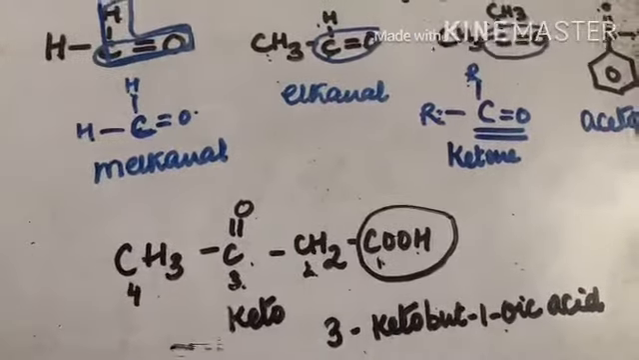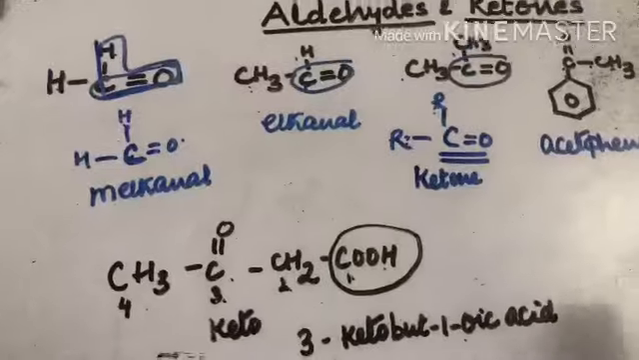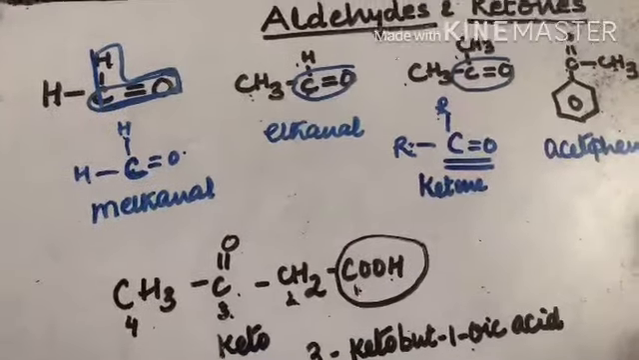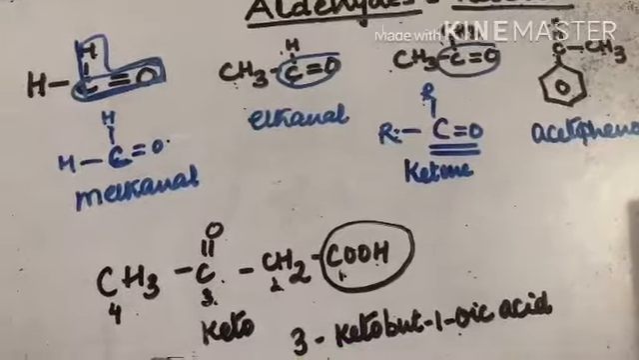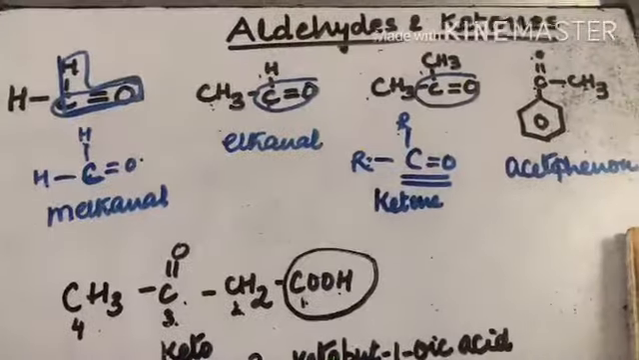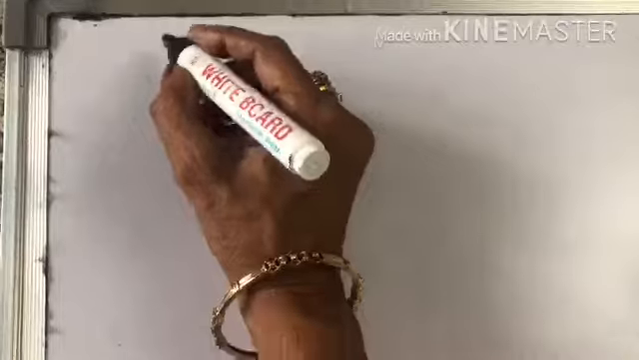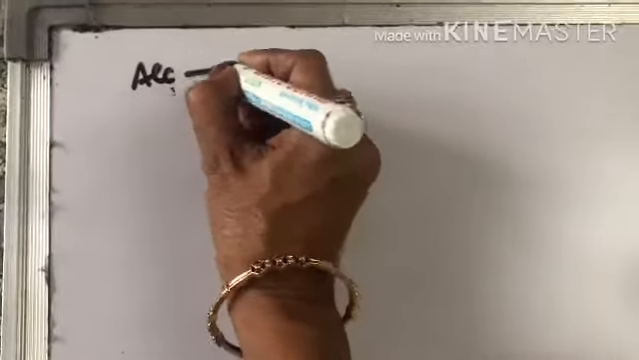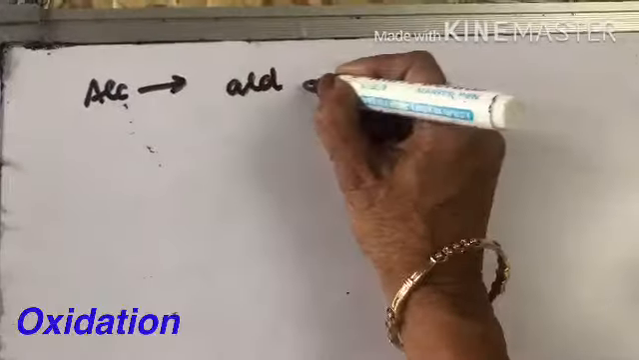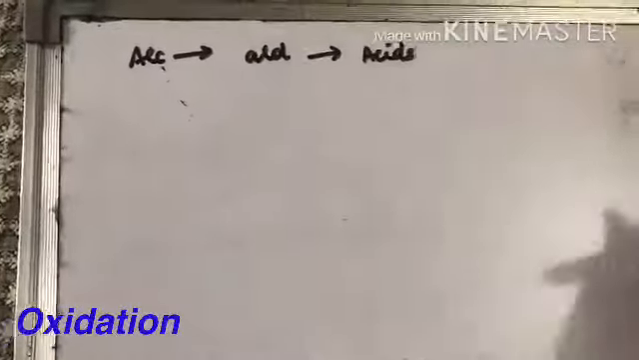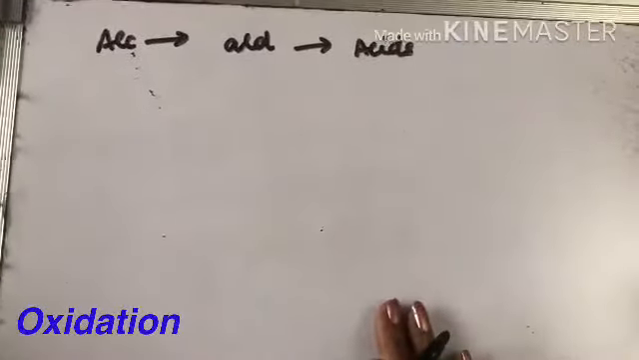Right? So both aldehydes and ketones contain a carbonyl group, and this carbonyl group is the major functional group which is going to give it all the properties. Now look at how we are going to make aldehydes and ketones. The first thing we had learned in class 11 was that alcohols change into aldehydes and they change into acids. So this is the major preparation that we are going to use for aldehydes and ketones.